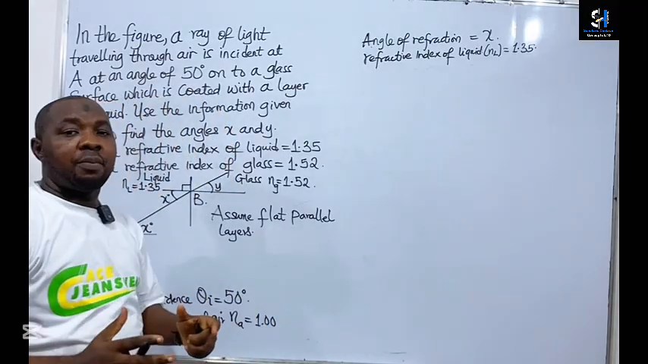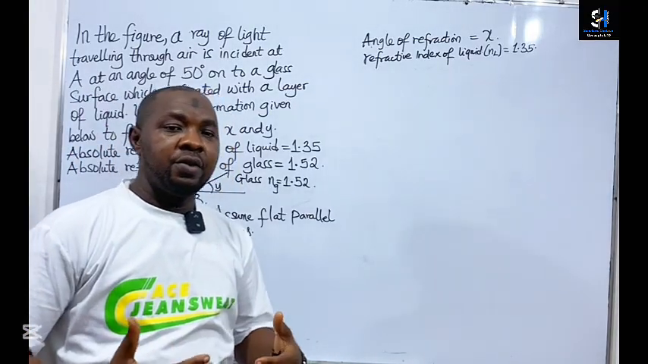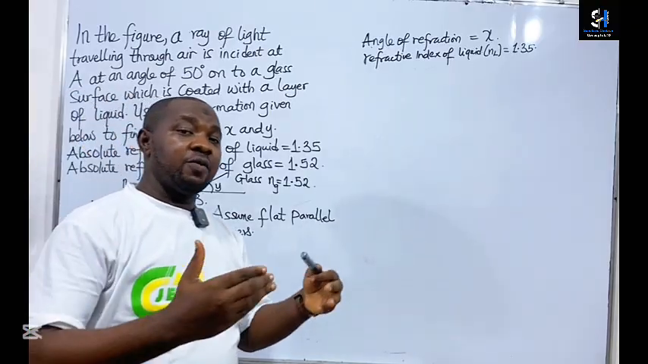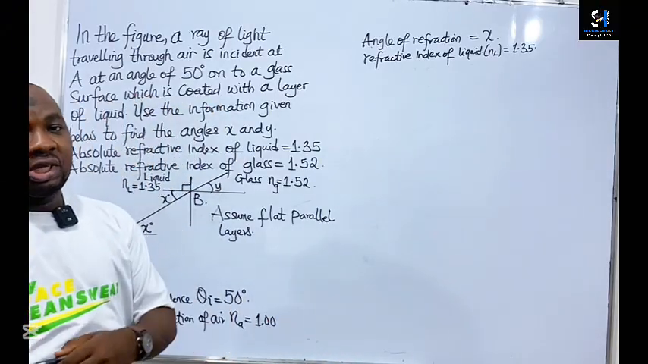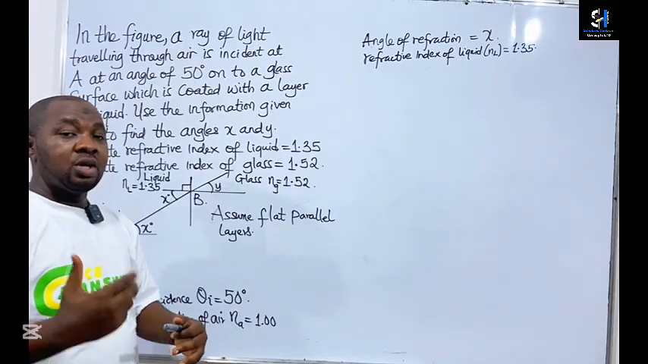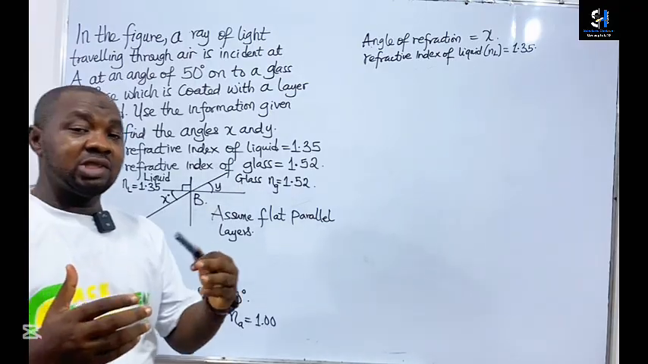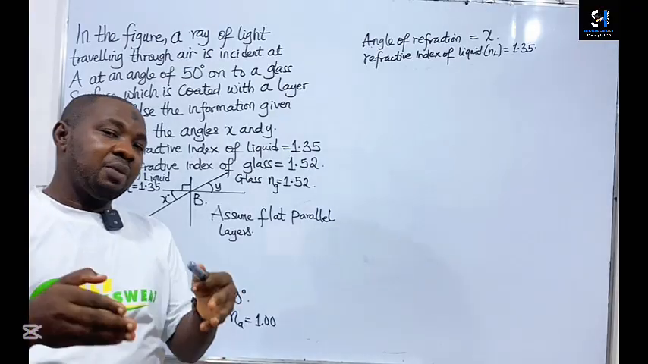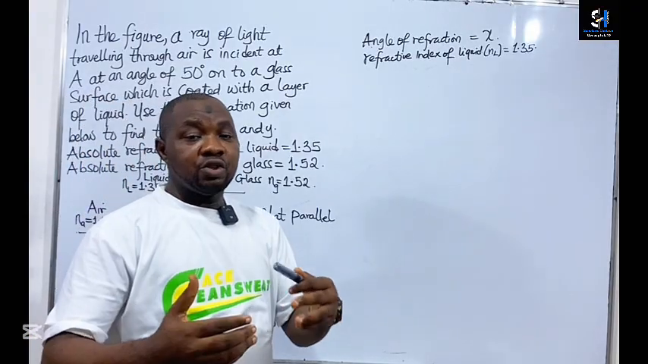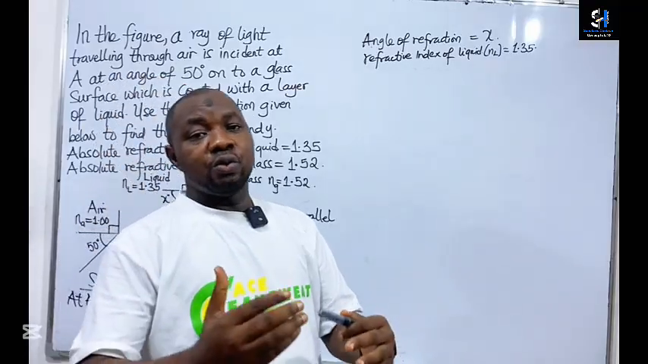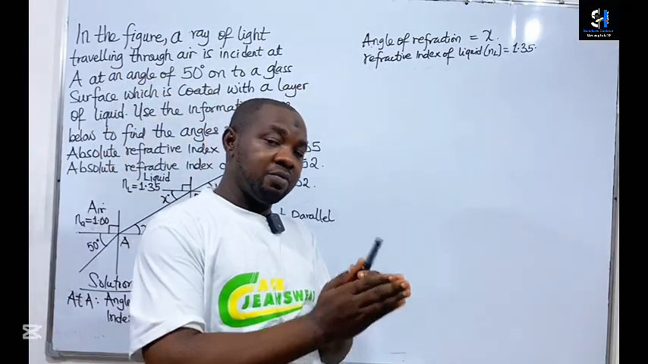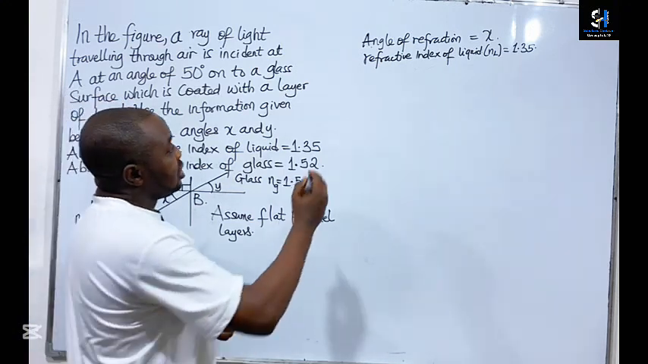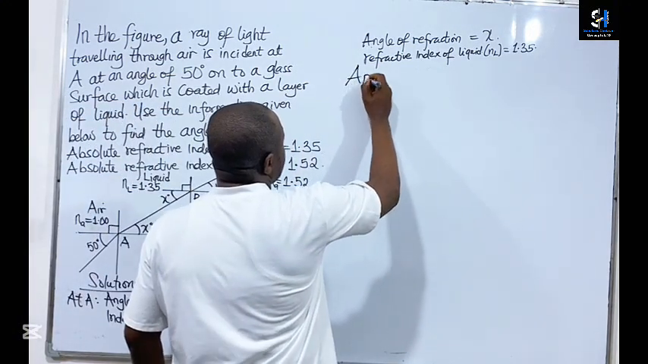This is when we can now apply Snell's law of refraction. Snell's law states that the ratio of the sine of the angle of incidence to the sine of the angle of refraction is proportional to the reciprocal of the absolute index of refraction. The absolute index of refraction measures the ratio of the index of refraction of one material medium with respect to another medium.